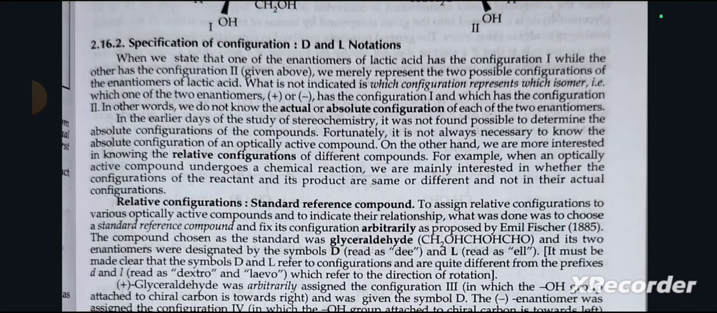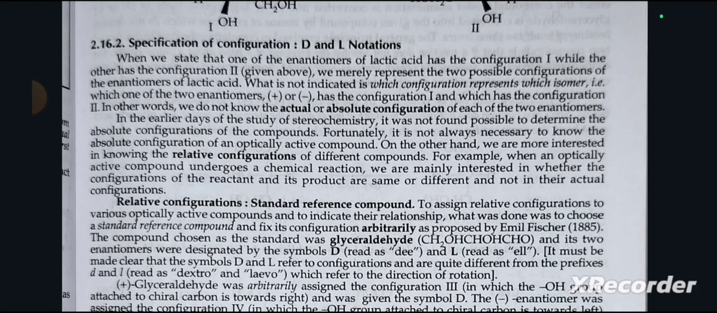2.16.2 Specification of configuration, D and L notation. When we state that one of the enantiomers of lactic acid has the first configuration while the other has the second configuration, the configurations given above merely represent the two possible configurations of the enantiomers of lactic acid. What is not indicated is which configuration represents which isomer, that is, which enantiomer of lactic acid.